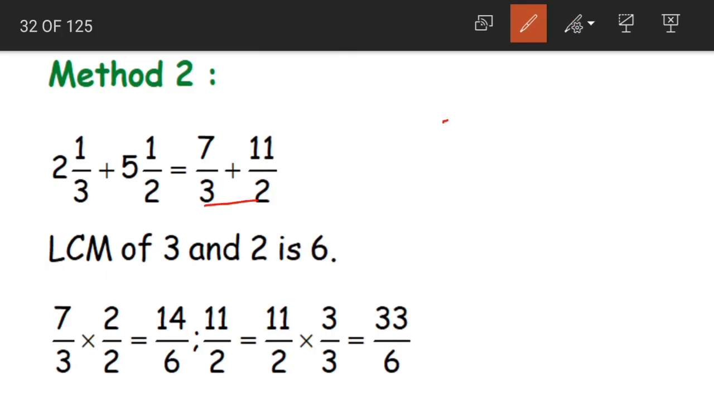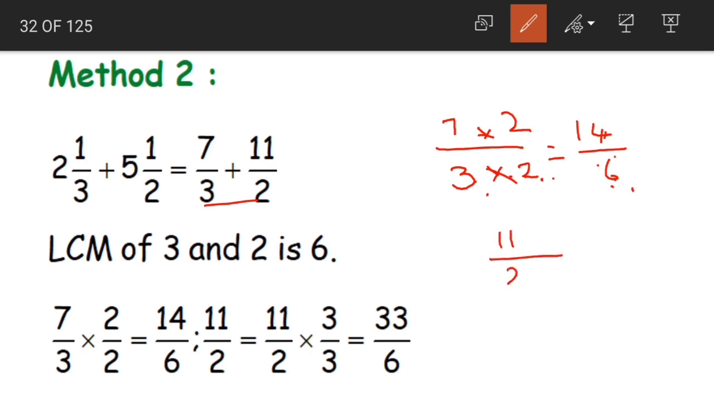Now converting this into like fractions, LCM is 6. Now how will we get 6 here? 3 into 2 is equal to 6. So multiply with 2 in the numerator as well. 7 2s are 14 divided by 3 into 2, 6. Now the next one is 11 by 2.